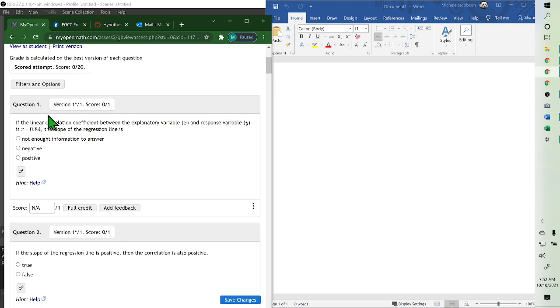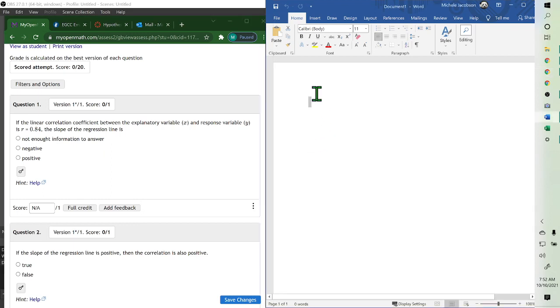And it says if the linear correlation coefficient between the explanatory variable and the response variable is R equals 0.84, the slope of the regression line is positive, negative, or 0.